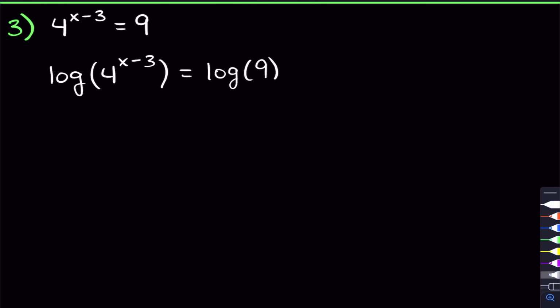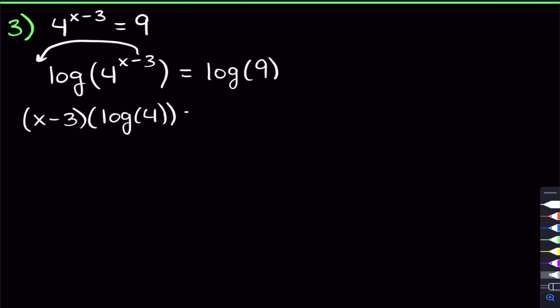Now here's why we did that. Logs have a really nice property where if you have the thing that you're taking the log of, called the argument of the log, and that is taken to a power, you can pull that power out front of the log and just have it multiply out front. And so we can rewrite this as x minus 3 times the log of 4. And that's equal to the log of 9.